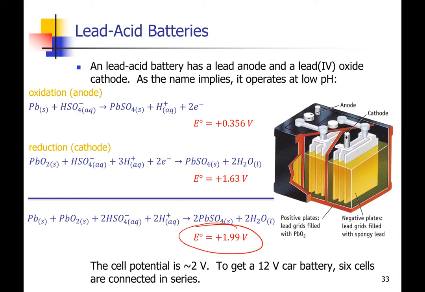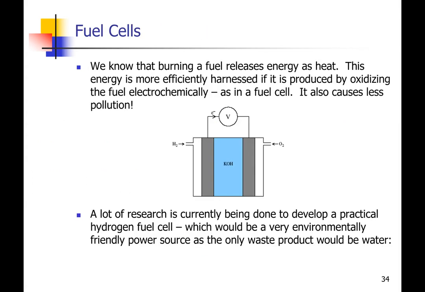But in order to run a car battery, we actually need 12 volts, and so to achieve that voltage of 12 volts, we have to actually connect 6 electrochemical cells in series. Now, we do know that there are constant improvements in automotive technology, and we are trying to develop more environmentally friendly vehicles. And so one of the approaches that is being investigated is the development of fuel cells.